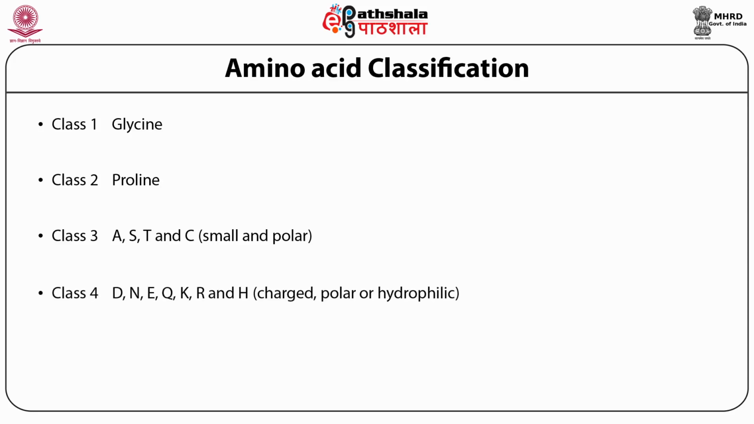Class 4, D, N, E, Q, K, R, and H. These are charged, polar, or hydrophilic amino acids. And class 5 is valine, leucine, isoleucine, tryptophan, phenylalanine, tyrosine, and methionine. These are non-polar or hydrophobic amino acids.